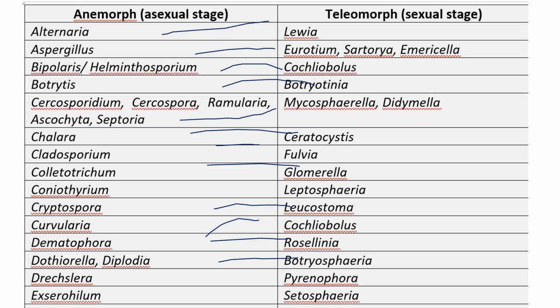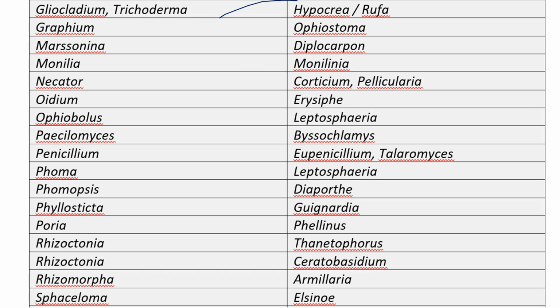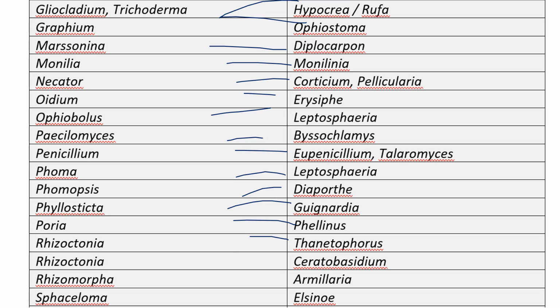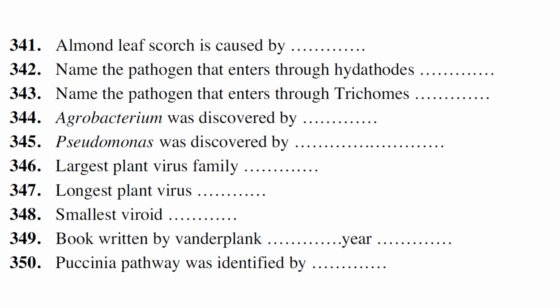Dothiorella, Diplodia, Botryosphaeria; Drechslera, Pyrenophora; Exserohilum, Setosphaeria; Gliocladium, Trichoderma, Hypocrea rufa; Graphium, Ophiostoma; Marssonina, Diplocarpon; Monilia; Necator; Corticium or Pellicularia; Oidium, Erysiphe; Ophiobolus, Leptosphaeria; Penicillium, Talaromyces; Phoma, Leptosphaeria; Phomopsis, Diaporthe; Phellinus, Poria; Rhizoctonia, Thanatephorus, Ceratobasidium; Rhizomorpha, Armillaria; Sphaceloma, Elsinoe. Those are all the various teleomorphic and anamorphic stages of the pathogens.